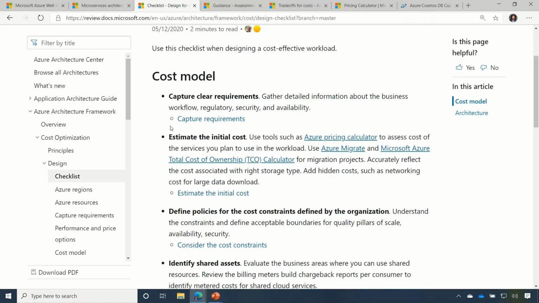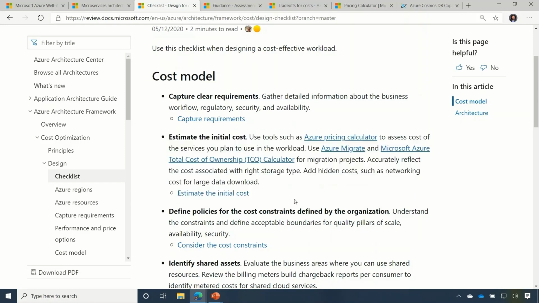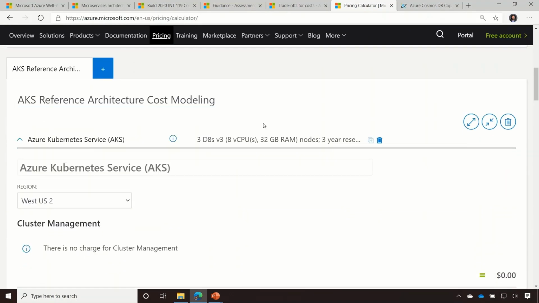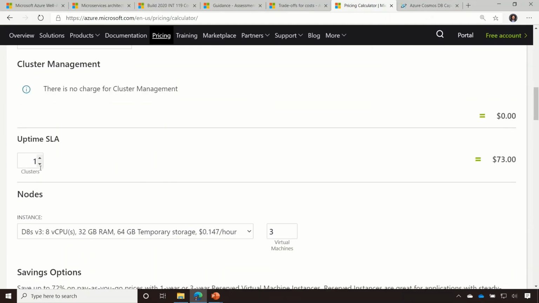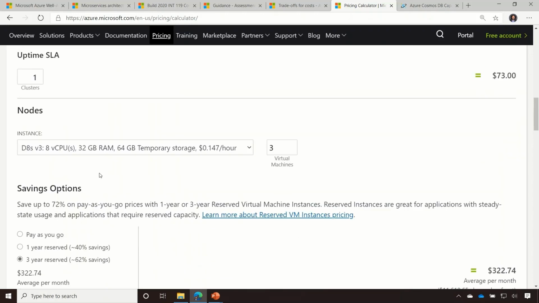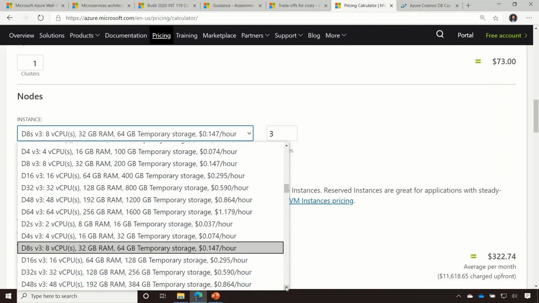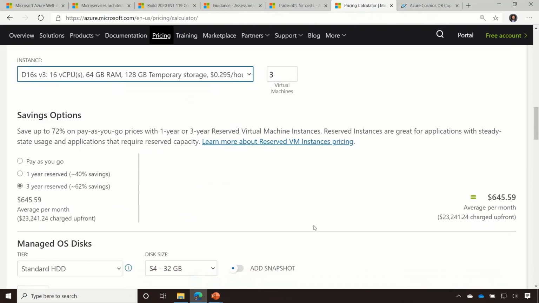Remember to include network ingress and egress costs, which are often overlooked in your pricing estimates. In the pricing calculator, we look at estimating AKS cluster node VM sizing. Note that there are no charges for cluster management. However, there is a charge for uptime SLA per cluster. The instance VM costs are available in the pricing calculator. We are choosing a 16 CPU 64 GB RAM VM. By taking the approach of reserving an instance either over a year or a 3-year period, you have the opportunity to save up to 62% in the instance costs.